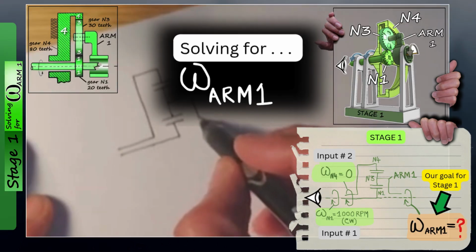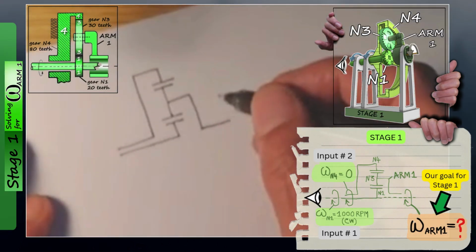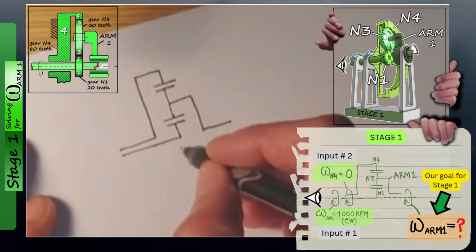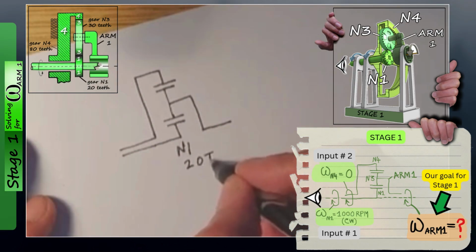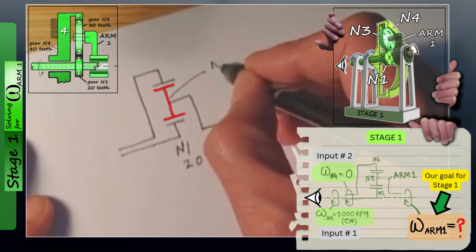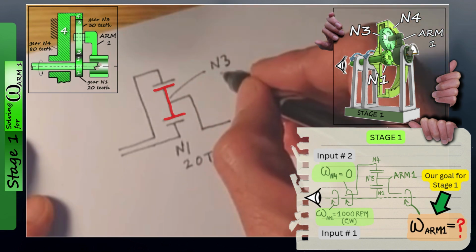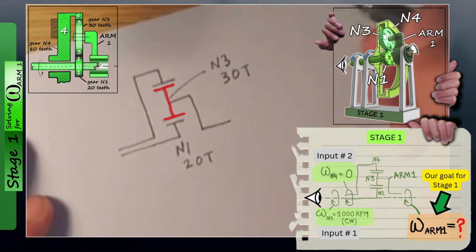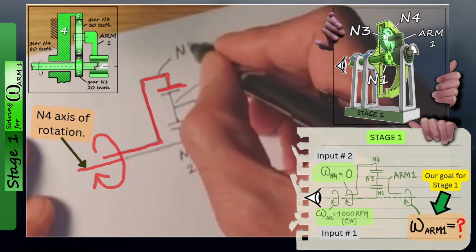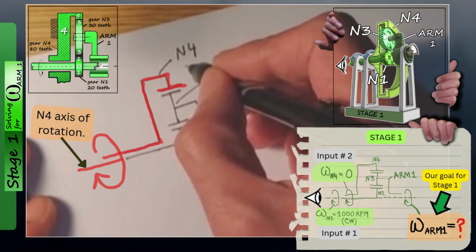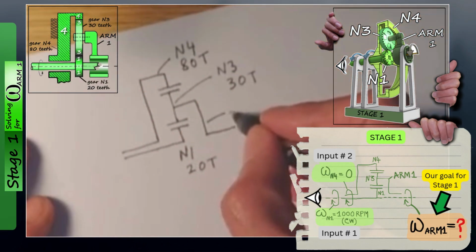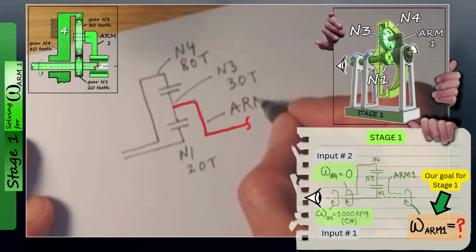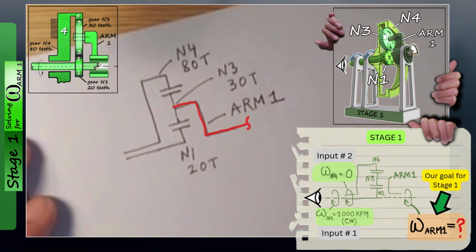And we have the ARM1. So let's put the labels next to the gears. N1 is 20 teeth. N3 is 30 teeth. N4 is 80 teeth. And of course we have the ARM1.